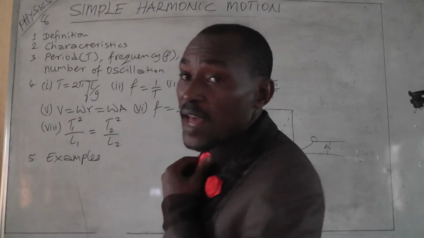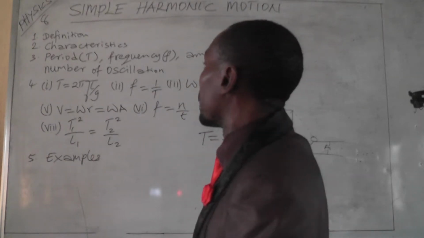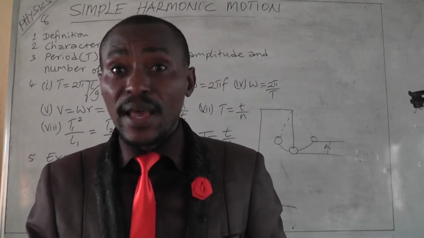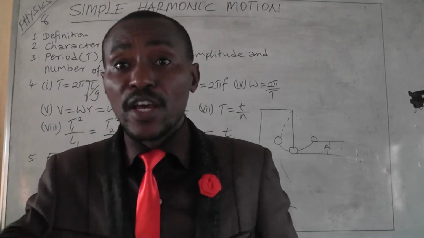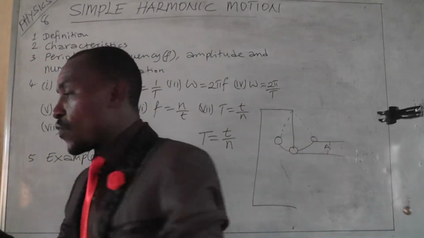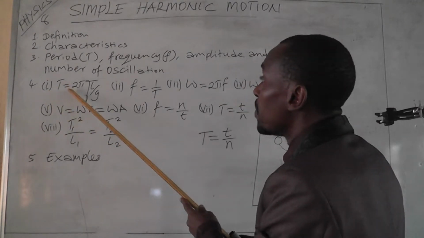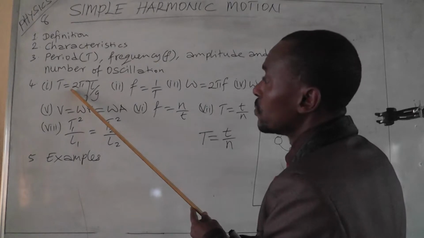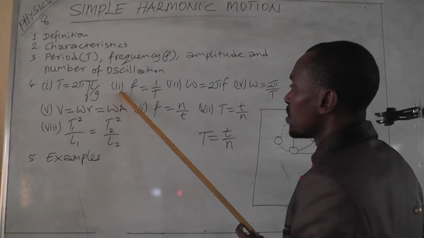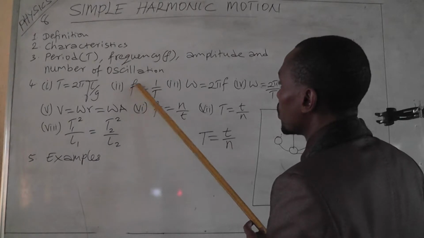Now, very quickly, let's see formulae used in simple harmonic motion. The basic formula in simple harmonic motion, take note, is period, capital letter T, is equal to 2 pi square root of L over G. This is the formula I'm talking about. The main formula for simple harmonic motion: period is equal to 2 pi square root of L over G. And we'll have frequency, F, which is equal to 1 over T.